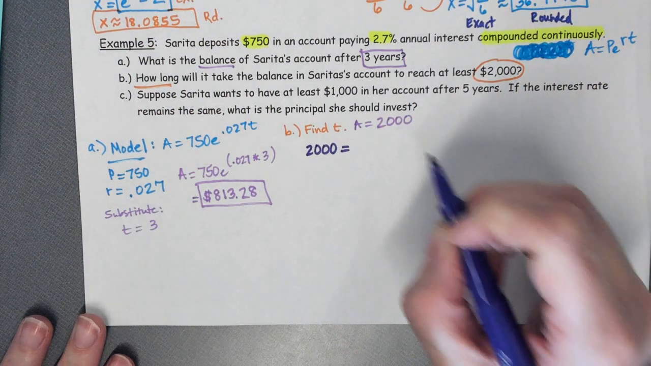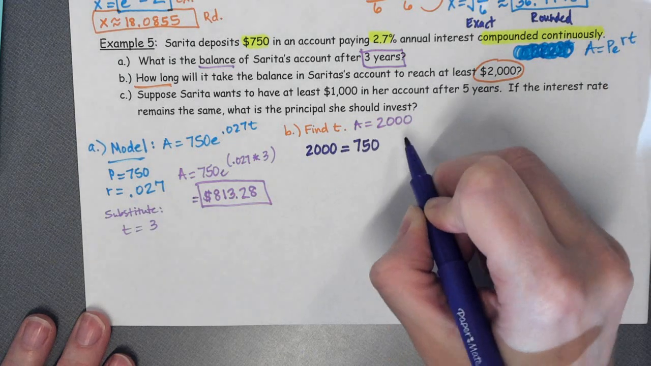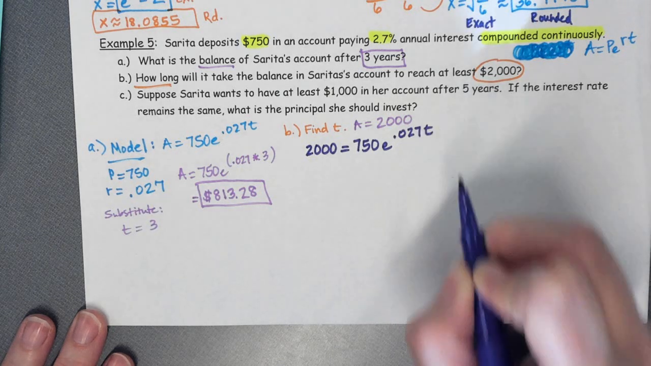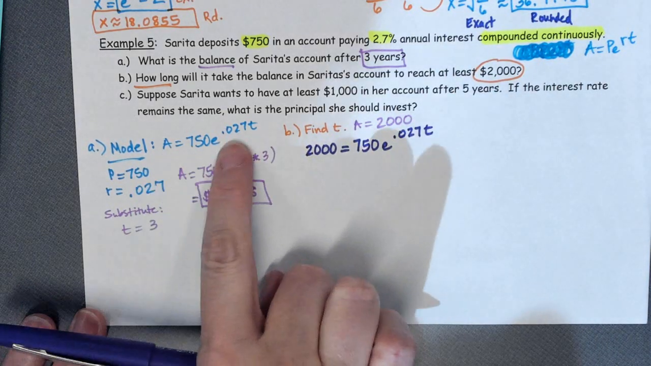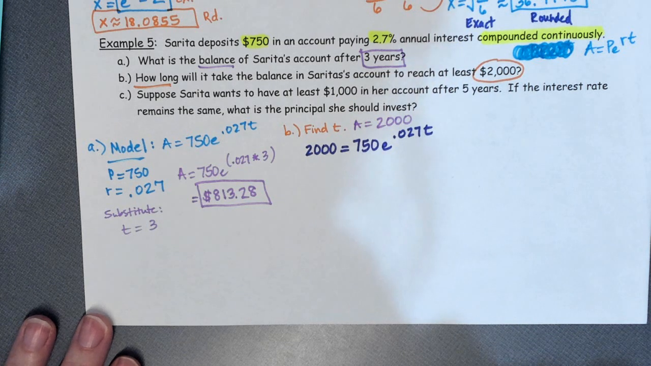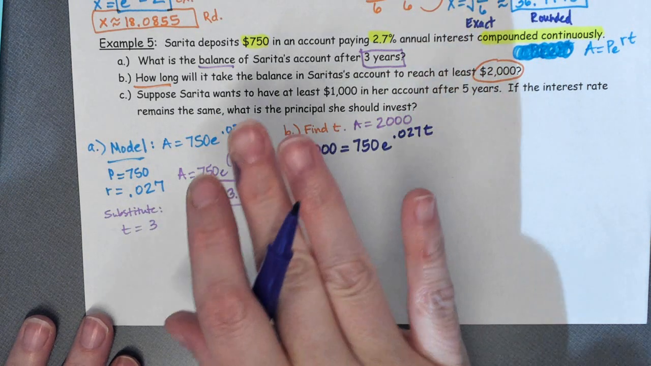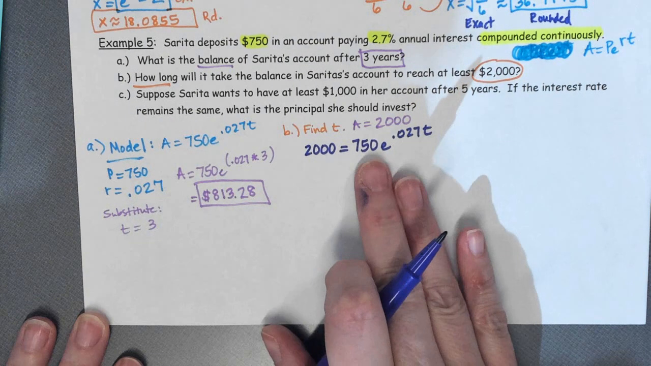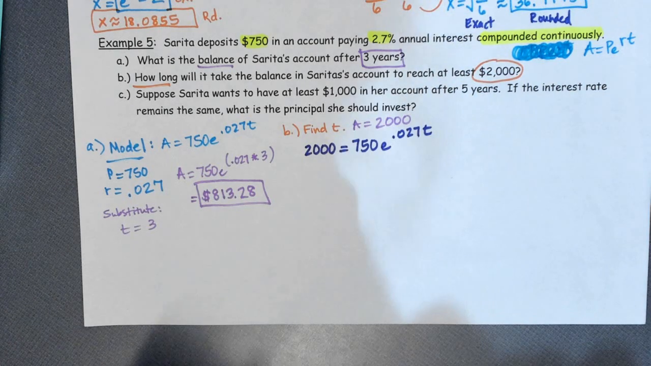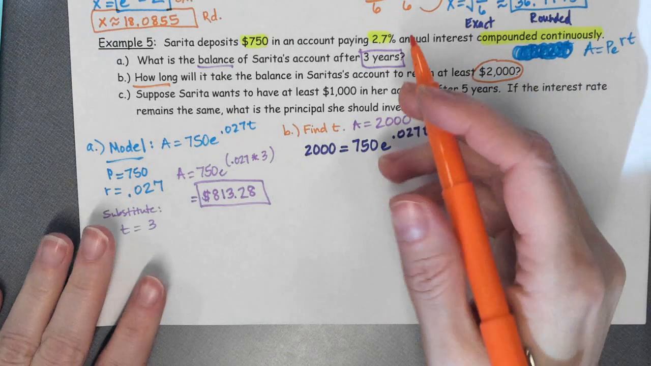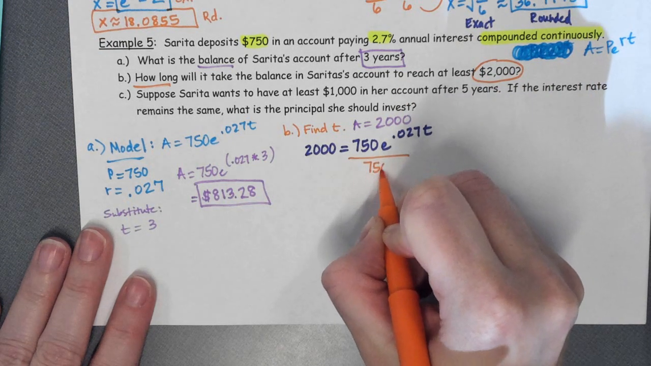Okay, so 2,000 equals 750 e^(0.027t). So this is where you use your model equation, you plug in 2,000, and now we have to solve. We've done this before. It's just like part B, well, not just like it, but very similar. The first thing we want to do is isolate e. So what do I have to move over? 750. So to move over 750, I just divide.